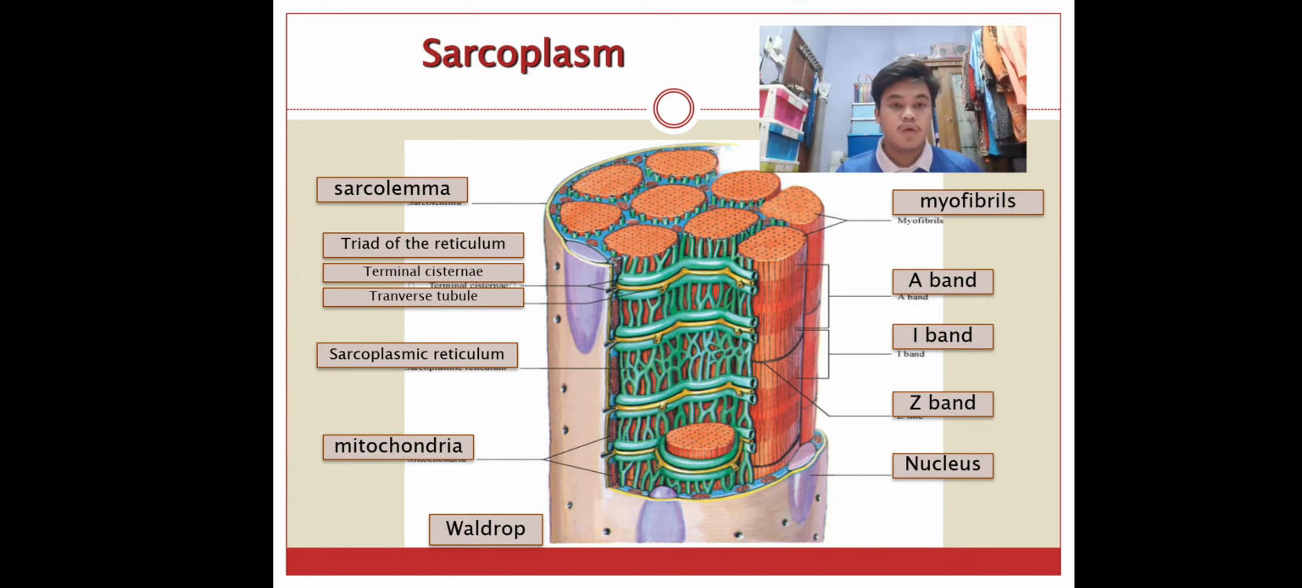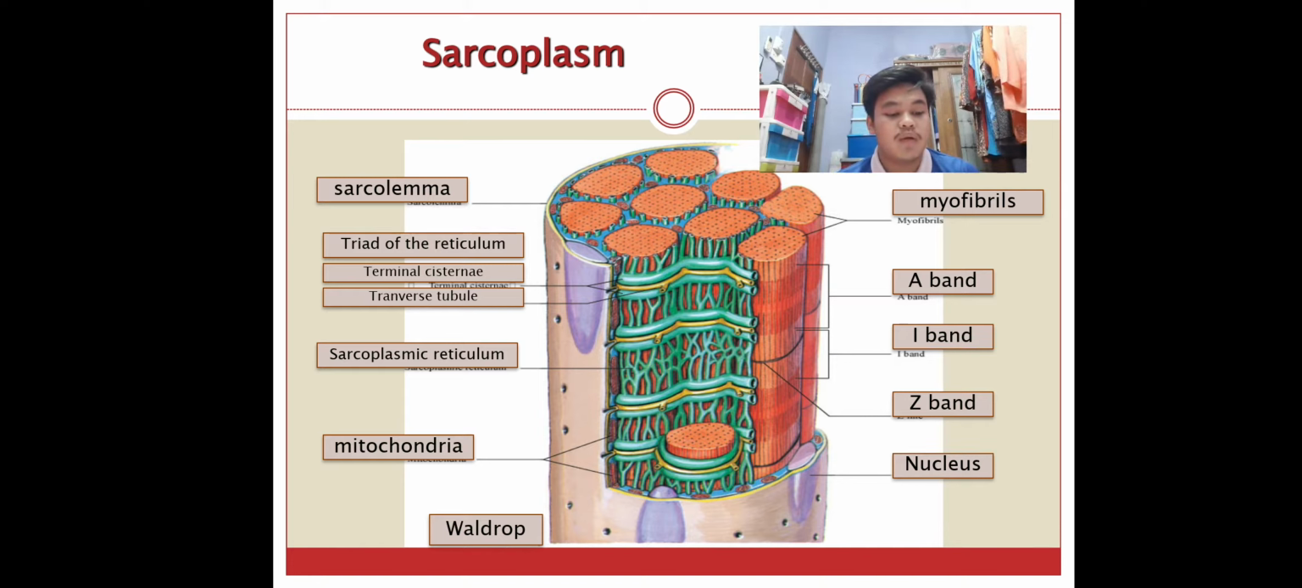Now we go to the important part in the contraction and relaxation of the muscle, which is the sarcoplasmic reticulum. The sarcoplasmic reticulum is very important in the contraction and relaxation of the muscle because it stores the calcium ions. Without the calcium ions, muscle contraction cannot occur.